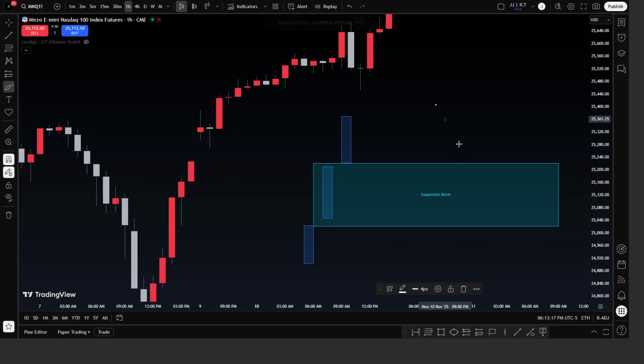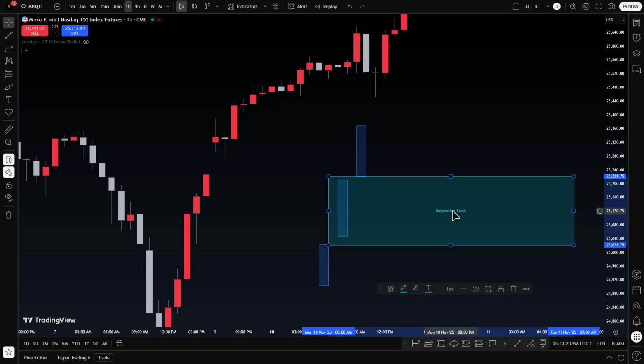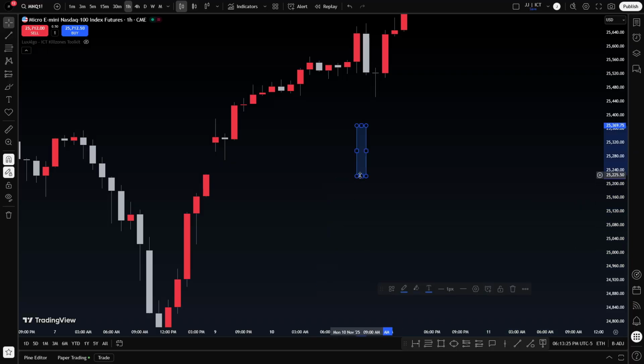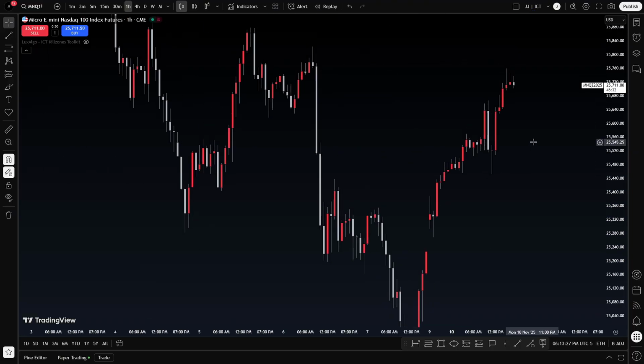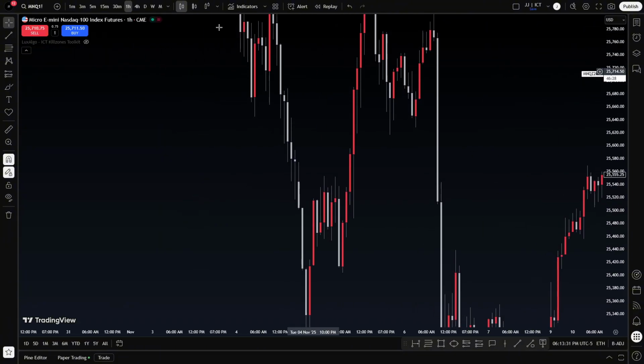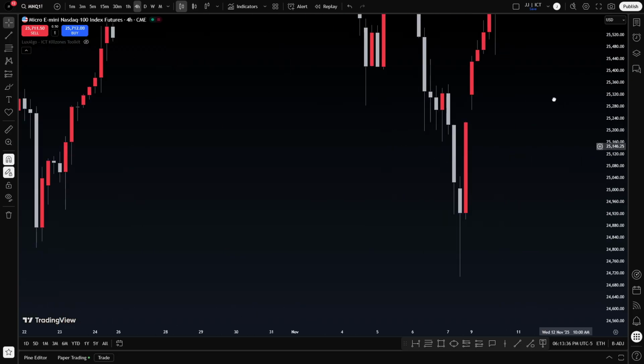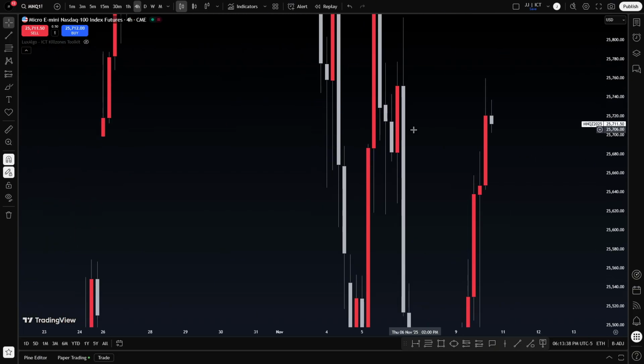Anyway, back to the suspension block, okay? Well, what is this little line here? It's like little specks. Delete that. Anyway, let's look at this higher time frame suspension block that I mentioned. Should be somewhere around here, wherever it is. It might be on the 4 hour. Just give me a second. Reminder, this is completely unedited, so don't expect anything fancy.